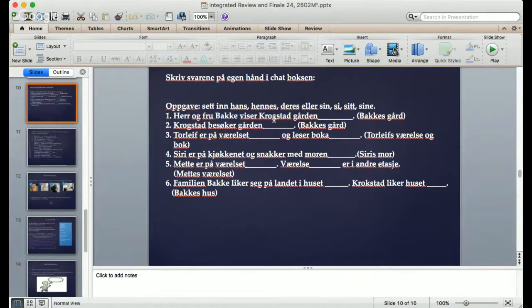Sorry about that. It is Herr and Fru Bakke's farm. So to show that it's their farm, I would put down deres. So the sentence would be Herr og fru Bakke viser Krokstad gården deres. Now, if it was Krokstad's farm, I would say Krokstad gården sin. Okay.